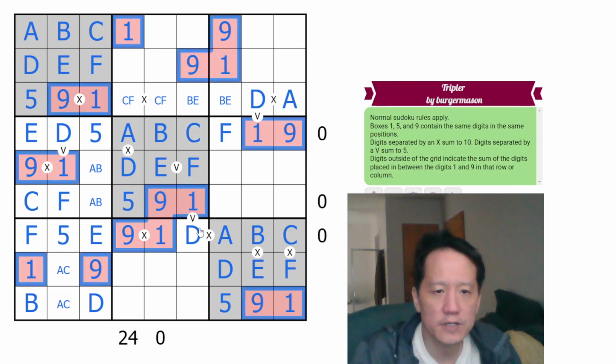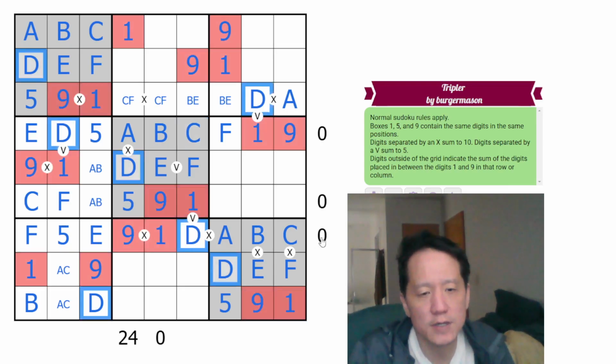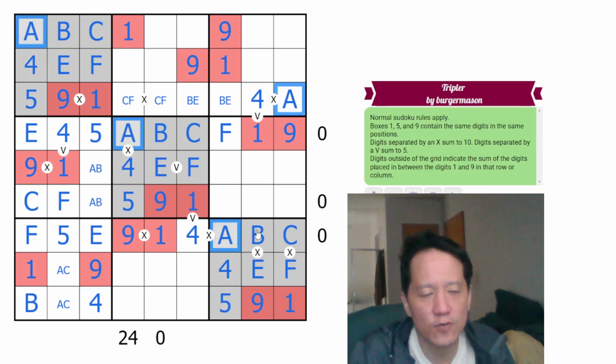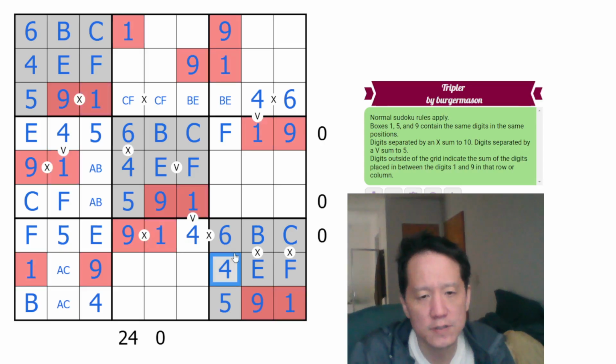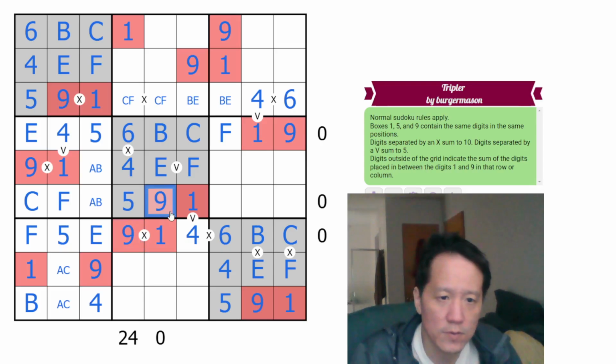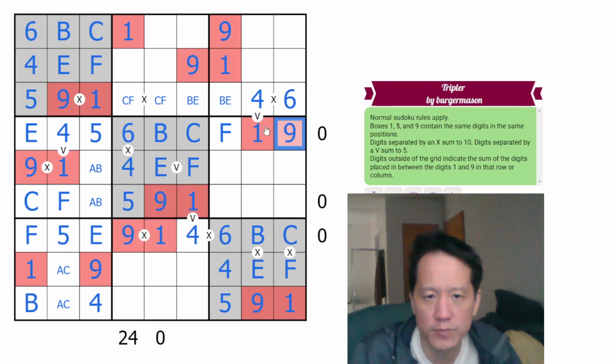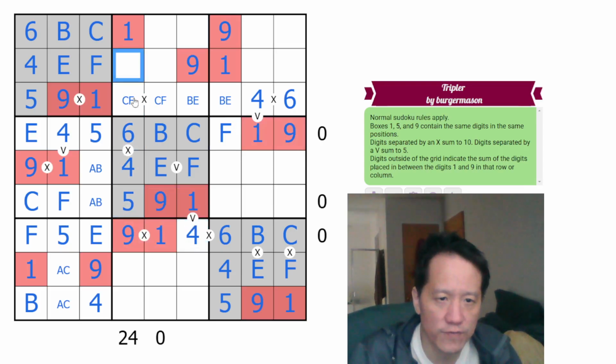The 1 is next to a 4 when a V separates them. So therefore the D is a 4. The 4 adds up with a 6 to add up to 10. So the A is a 6. This has a sum of 0 between, for the digits that are in between 1 and 9. Same here, same here, same here. This is 24.